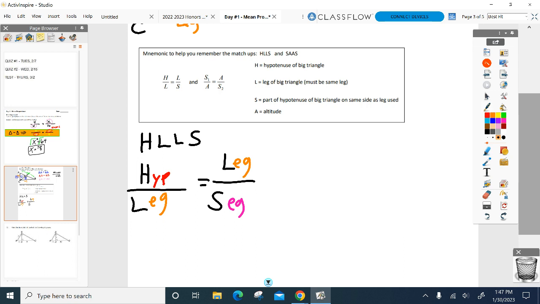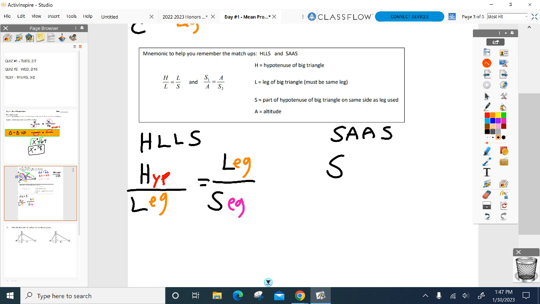Legs are always the same value. And then the segment you pick is the one that's adjacent to it. I'm not even going to ask you if you have any questions because we got to do actual numbers first. Hills might not work though. What if I don't have enough information to plug it in? Your second device, SAS. All right, your second device is SAS if Hills won't work.